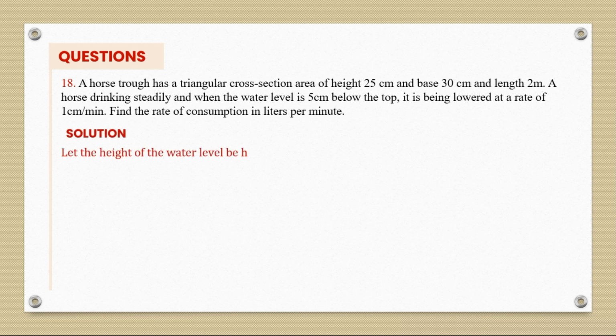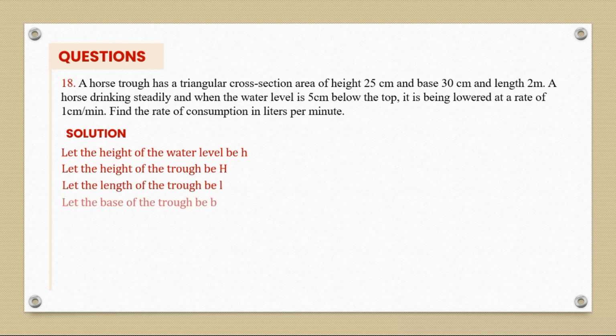So we're going to let the height of the water level be small h, let the height of the trough be capital H, let the length of the trough be L, and then we're going to let the base of the trough be B. We've been told that it has a triangular cross-section. So that means we're going to sketch it. So we can say the length of it is 200 centimeters, the height of it is 25 centimeters, and then the base of it is 30 centimeters.